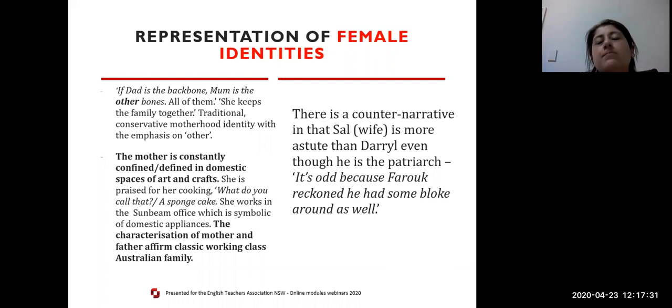But we also need to remember that she is more than just Darryl's wife. She often makes comments that suggest she's quite perceptive and astute. She makes the comment, as I've written over there, "It's odd because Farouk reckoned he had some bloke around as well." So where denial is happening with other people, she starts to be perceptive that something is coming. And I think that is quite praiseworthy of the female in this context.